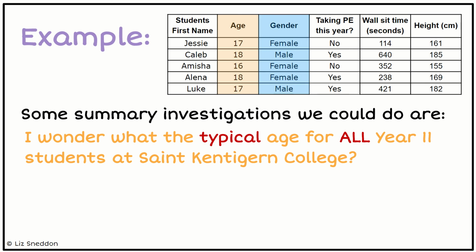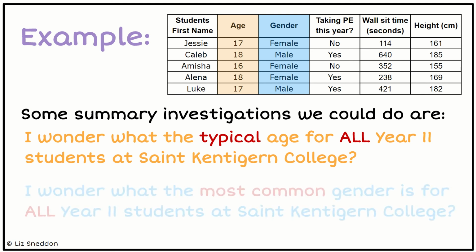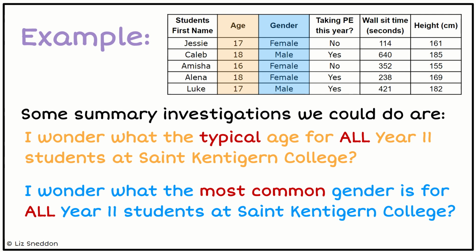What if I chose the gender instead? Let's think about what kind of variable that is. That one is categorical, so there's groups. When we talk about categorical variables, we want to use the words most common instead. So I wonder what the most common gender is for all Year 11 students at St Kentigern College.